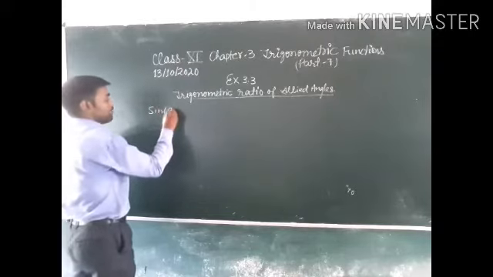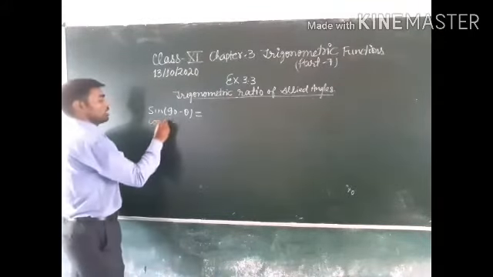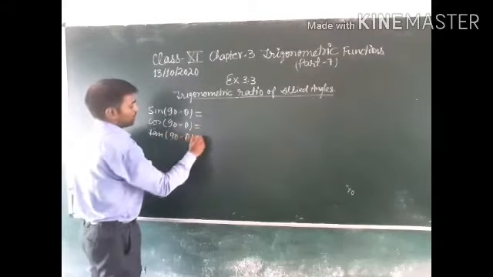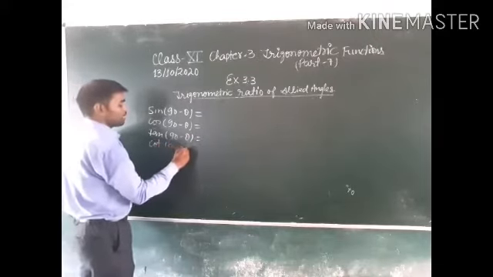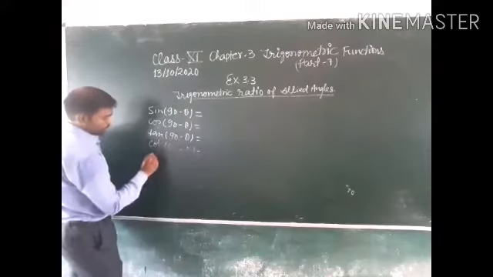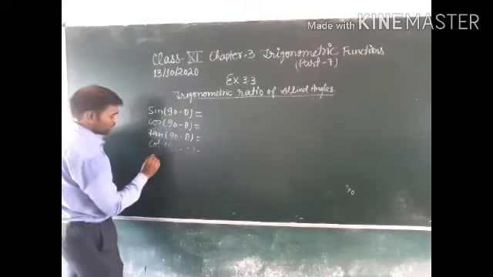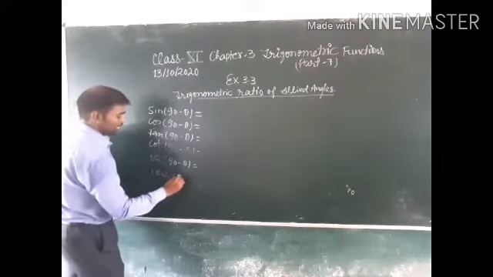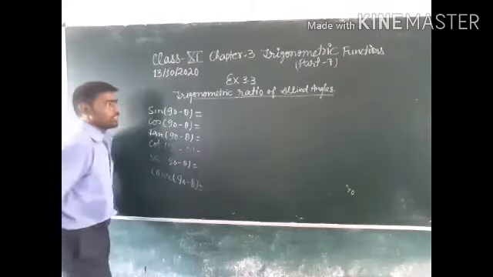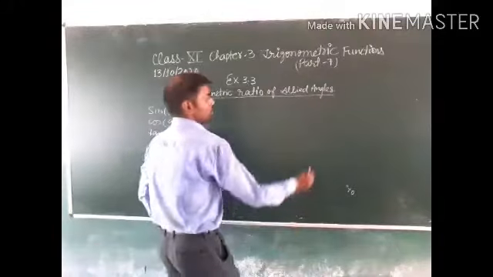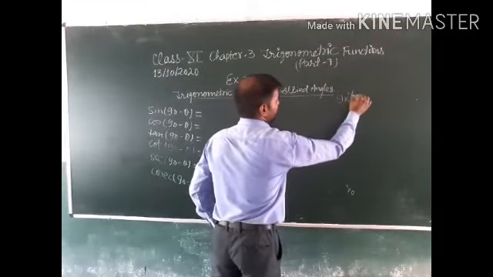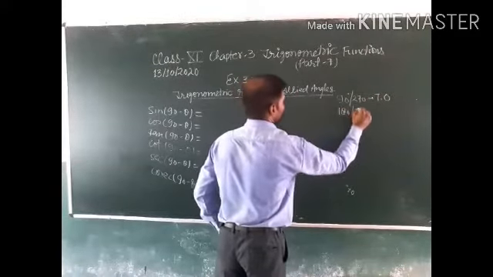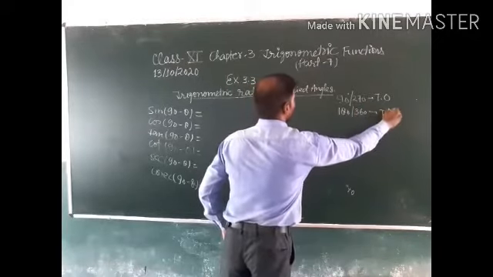Sin(90° − θ), cos(90° − θ), tan(90° − θ), cot(90° − θ), sec(90° − θ), and cosec(90° − θ). Transformation occurs at 90° and 270°, and transformation does not occur at 180° and 360°.